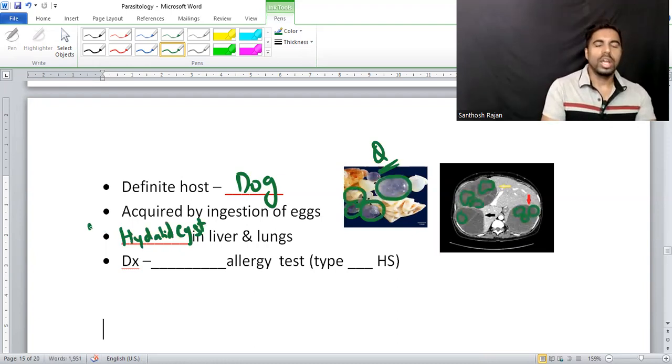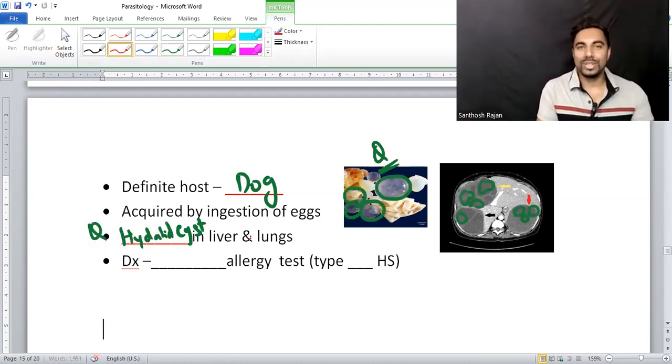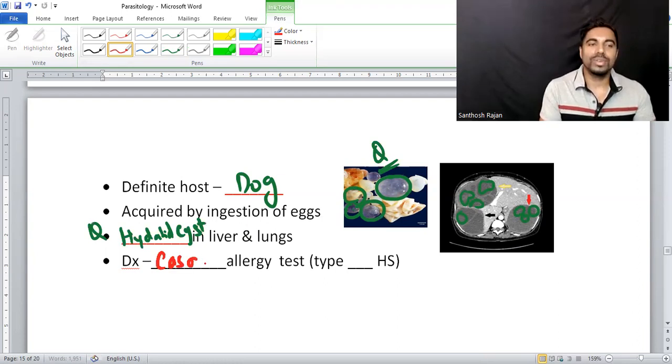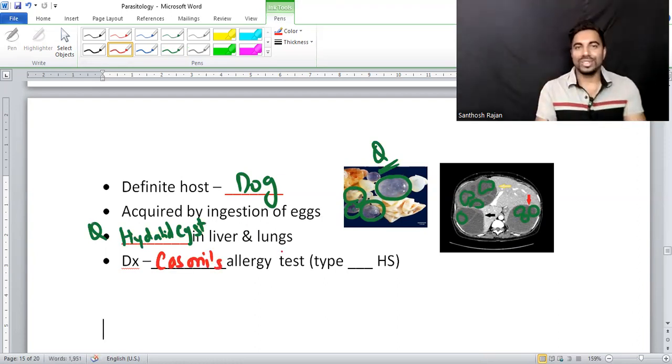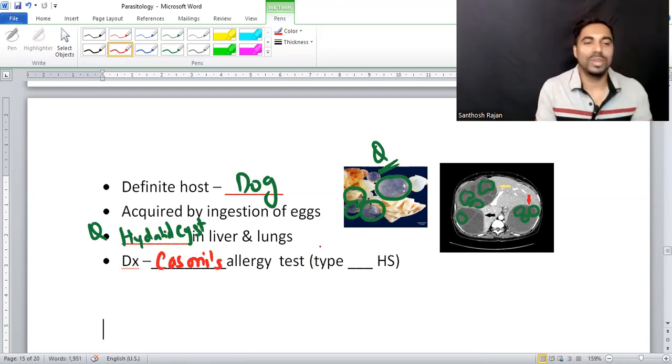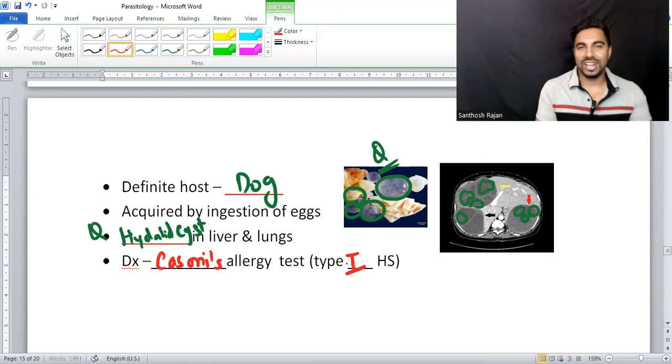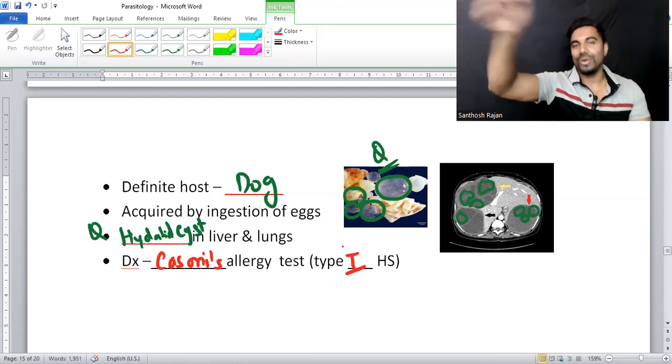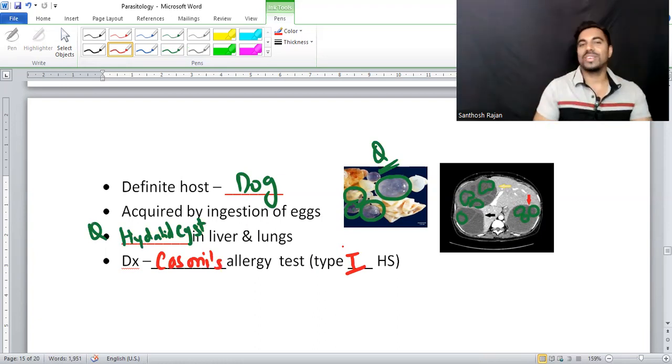So the question: what is the test? That is an important question in microbiology. They'll ask which skin test, allergy test, you do. It's the Casoni test, the Casoni allergy test. Because hydatid fluid is allergic, which hypersensitivity reaction is it? Type 1 hypersensitivity. Not lepromin and tuberculin. Lepromin, tuberculin, and Montoux come under type 4. They repeat that question many times. So here, the Casoni test will come. You have to remember that.